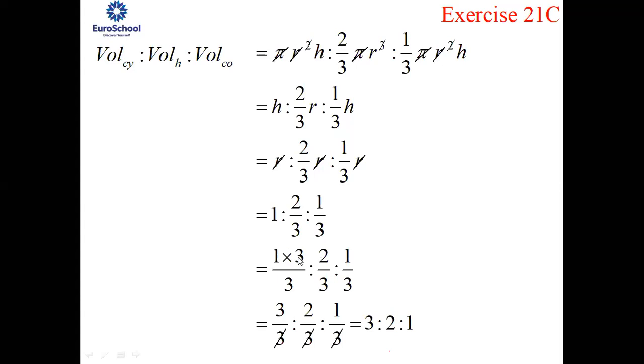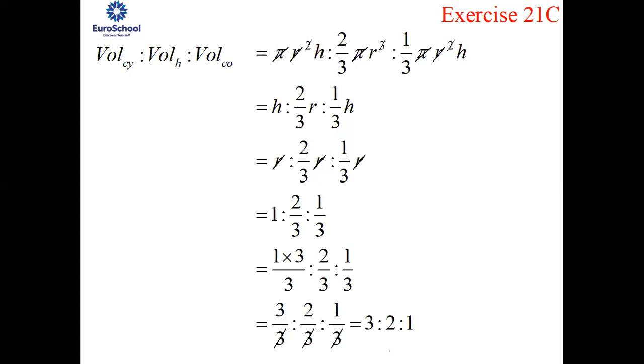Does 1 into 3 upon 3 make any changes to this number 1? It remains the same, right? If you cancel it, you just end up with 1 alone. So without making any changes to the initial number, we're just giving it a substitution to make sure that we end up with a 3 in the denominator. So now you have got 3 common in the denominator of this proportion, and the first term of this will be 3 : 2 : 1. So that is what you want to prove.